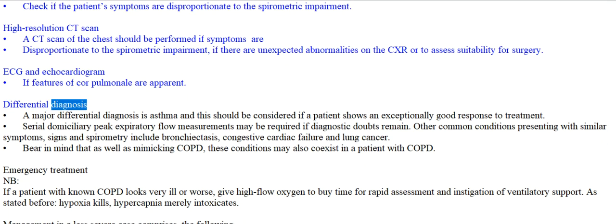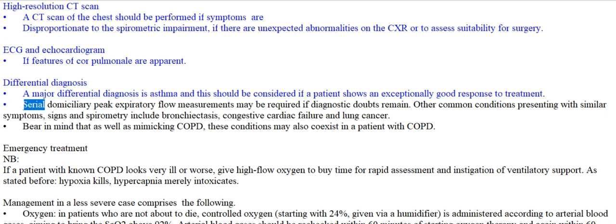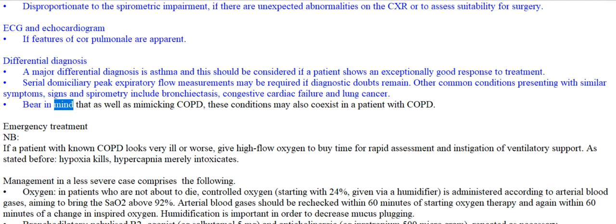Differential diagnosis. A major differential diagnosis is asthma, and this should be considered if a patient shows an exceptionally good response to treatment. Serial domiciliary peak expiratory flow measurements may be required if diagnostic doubts remain. Other common conditions presenting with similar symptoms, signs, and spirometry include bronchiectasis, congestive cardiac failure and lung cancer. Bear in mind that as well as mimicking COPD, these conditions may also coexist in a patient with COPD.